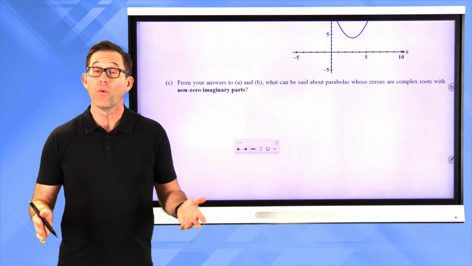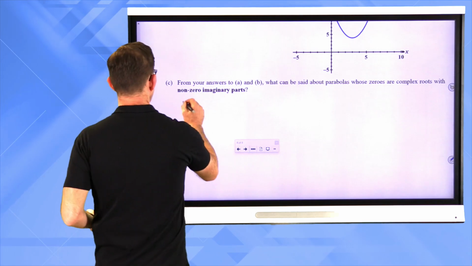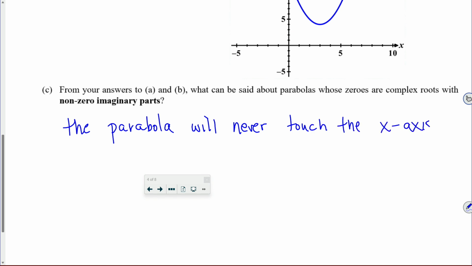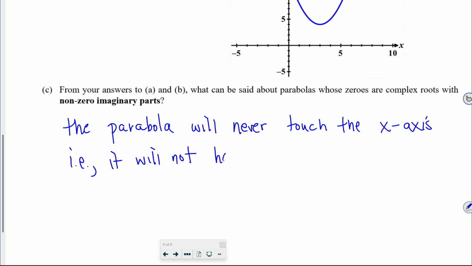All right, well, what we can say is that the parabola will never touch the x-axis. Or, better yet, i.e., it will not have any x-intercepts.